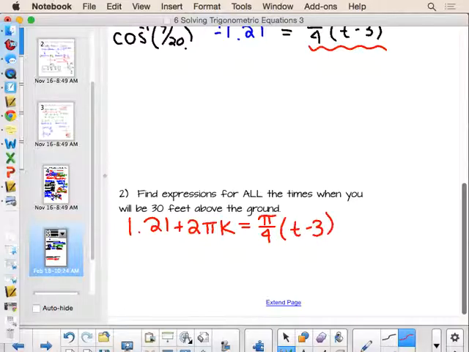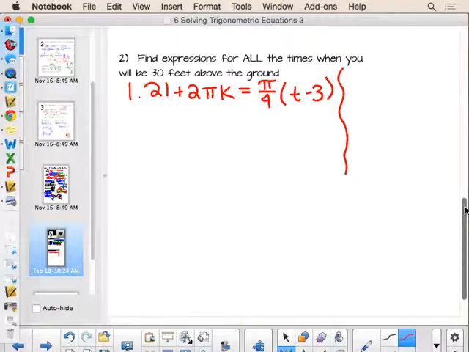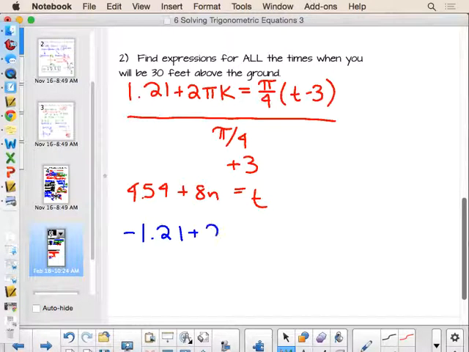Okay? And we're also doing this for the other version of negative. I don't have enough room here, so I'll do that one in a second. Okay. So what we're going to do is we're going to divide all the quantities by pi over 4, and then we're going to add 3. And when I do that, I get an equation for t where I have 4.54 plus 8k equals t. Okay? When I do this for my other version, negative 1.21 plus 2 pi k equals, again, same quantity.